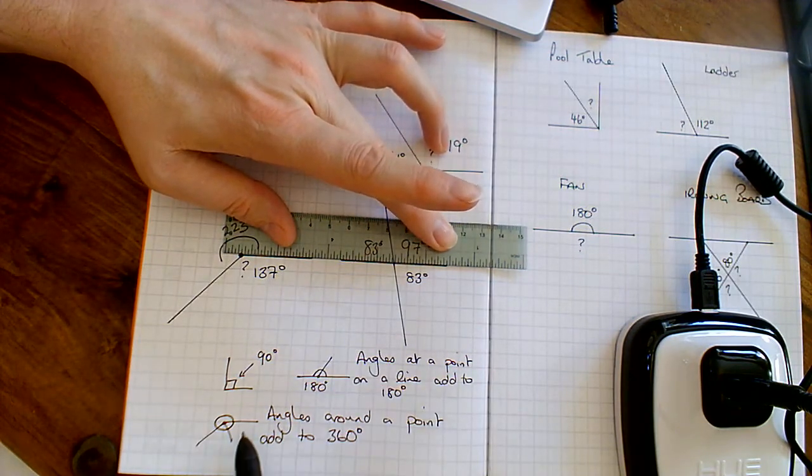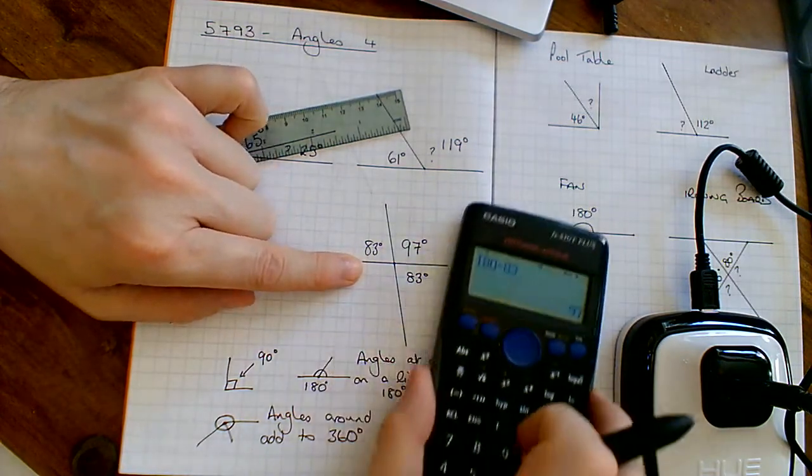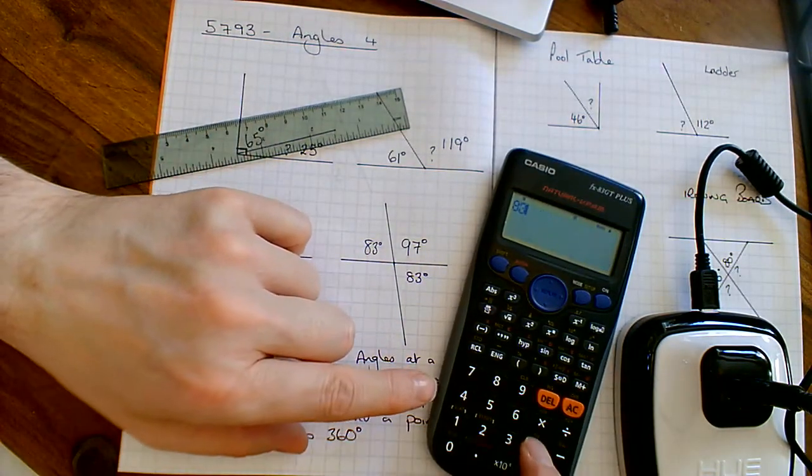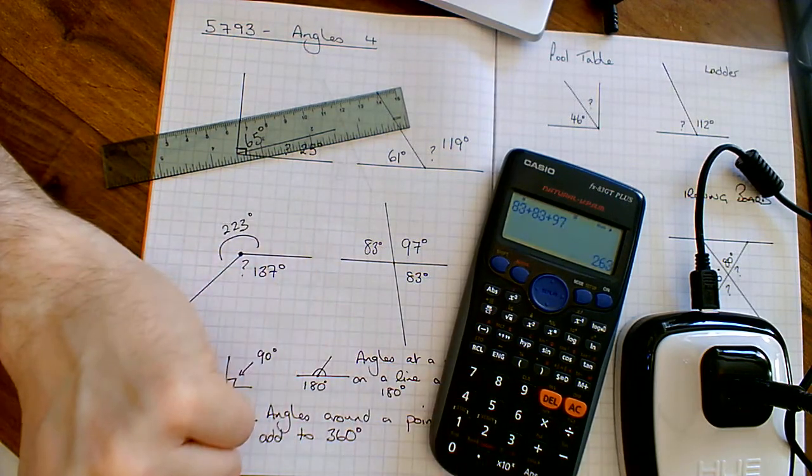Okay, or I could say angles around a point add to 360, so I could just say, well, these three at the moment I've got 83 plus 83 plus 97, so I've got 263.